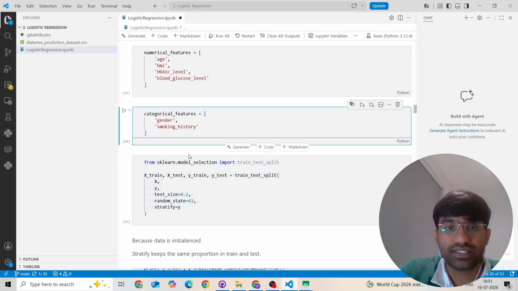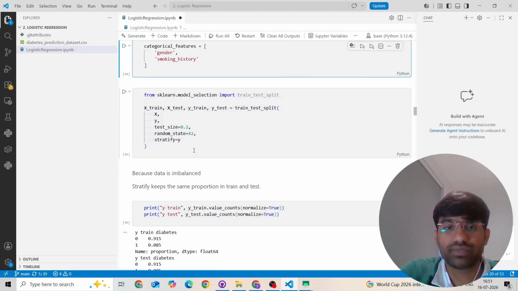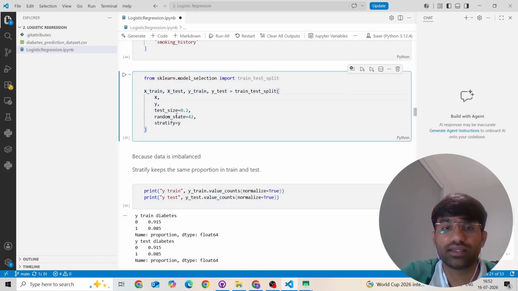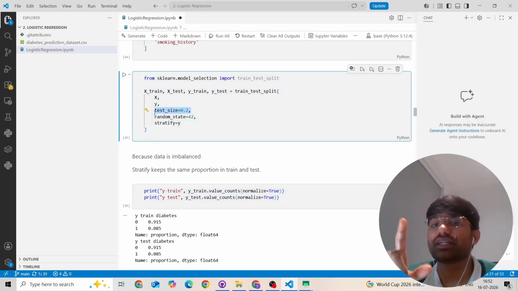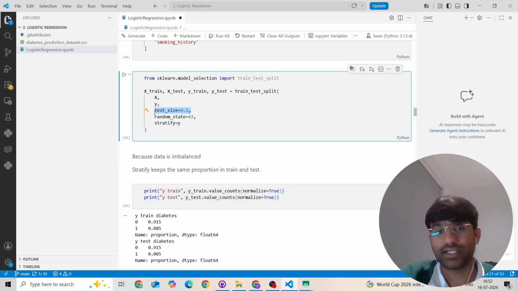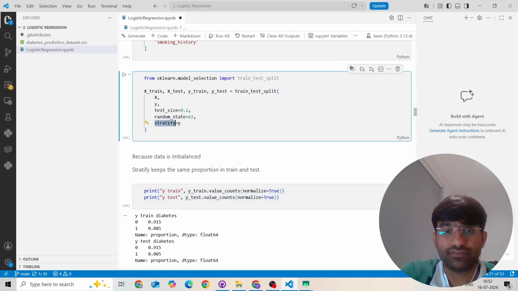After splitting into x and y, I have to split the data into train and test: X train, X test, Y train, and Y test. Test size is 0.2, which means 20% of the data will be test data and 80% will be training data. Random state is 42. And stratify equal to Y. I have specified stratify on Y, that is the diabetes data.